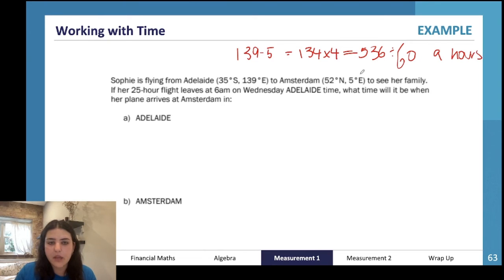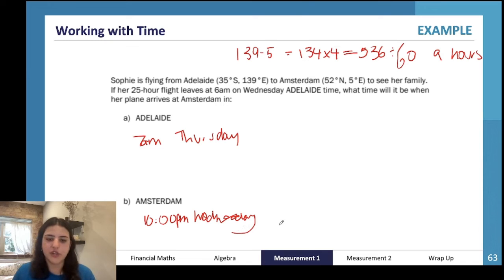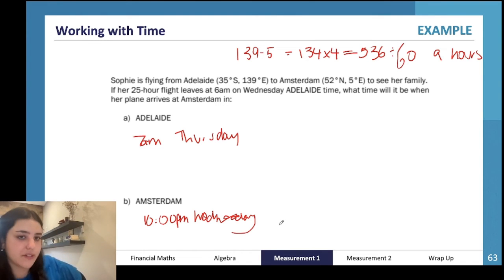Close enough. All right, if I leave 6 a.m. on Wednesday, what time will it be when my plane arrives in Amsterdam? Well, 25 hours later is going to be 7 a.m. on Thursday. But in Amsterdam, it's going to be 7 a.m. on Thursday minus 9 hours. So it's actually going to be 10 p.m. on Wednesday night. That's a very shoddy rendition of the word Wednesday.